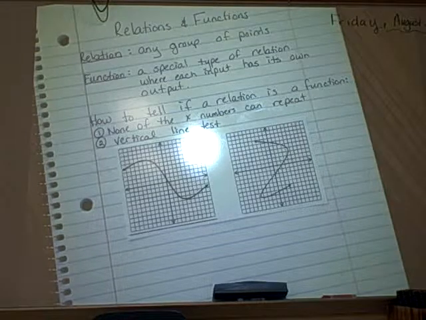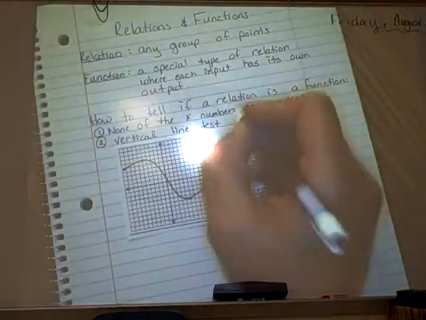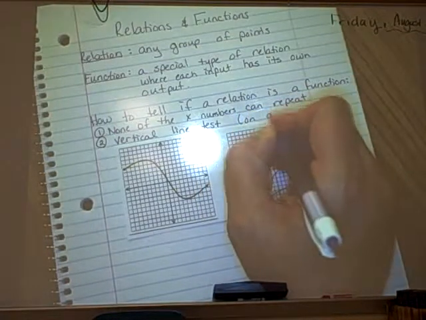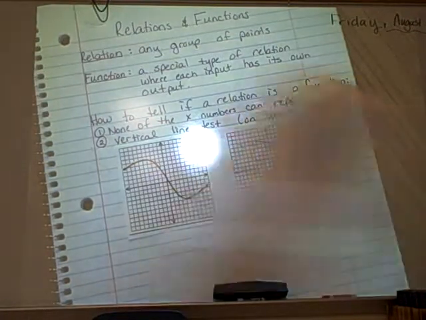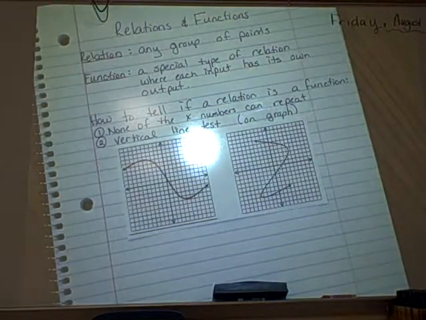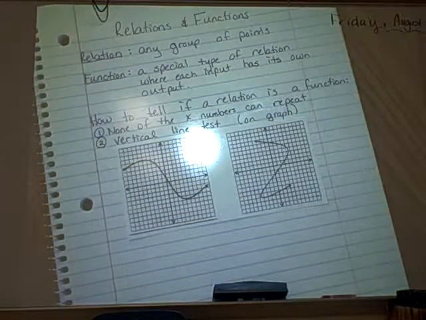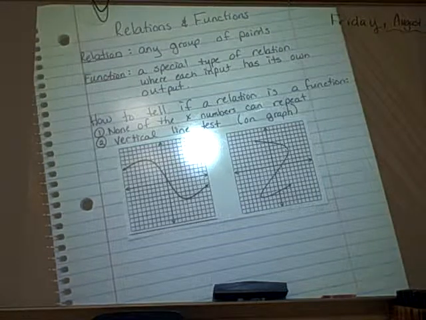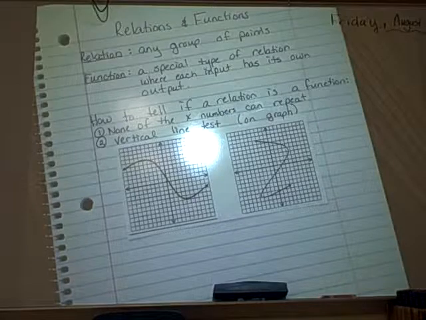And this one's done on graphs. So if you want to put in the parentheses, you can put on the graph. That's what we're going to do with these two graphs. The vertical line test says, if I draw a vertical line, which is straight up and down, it only touches that graph in one place at a time.